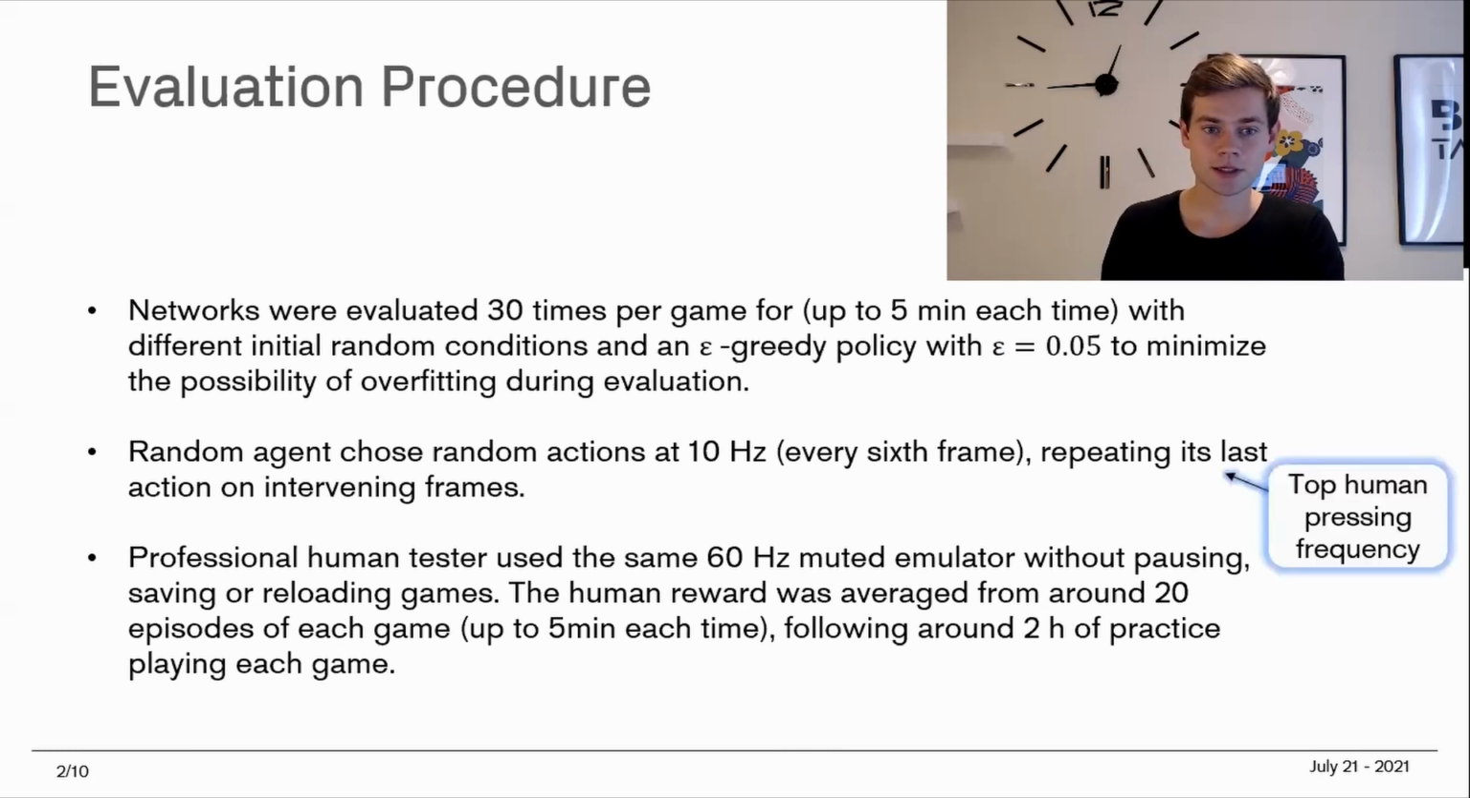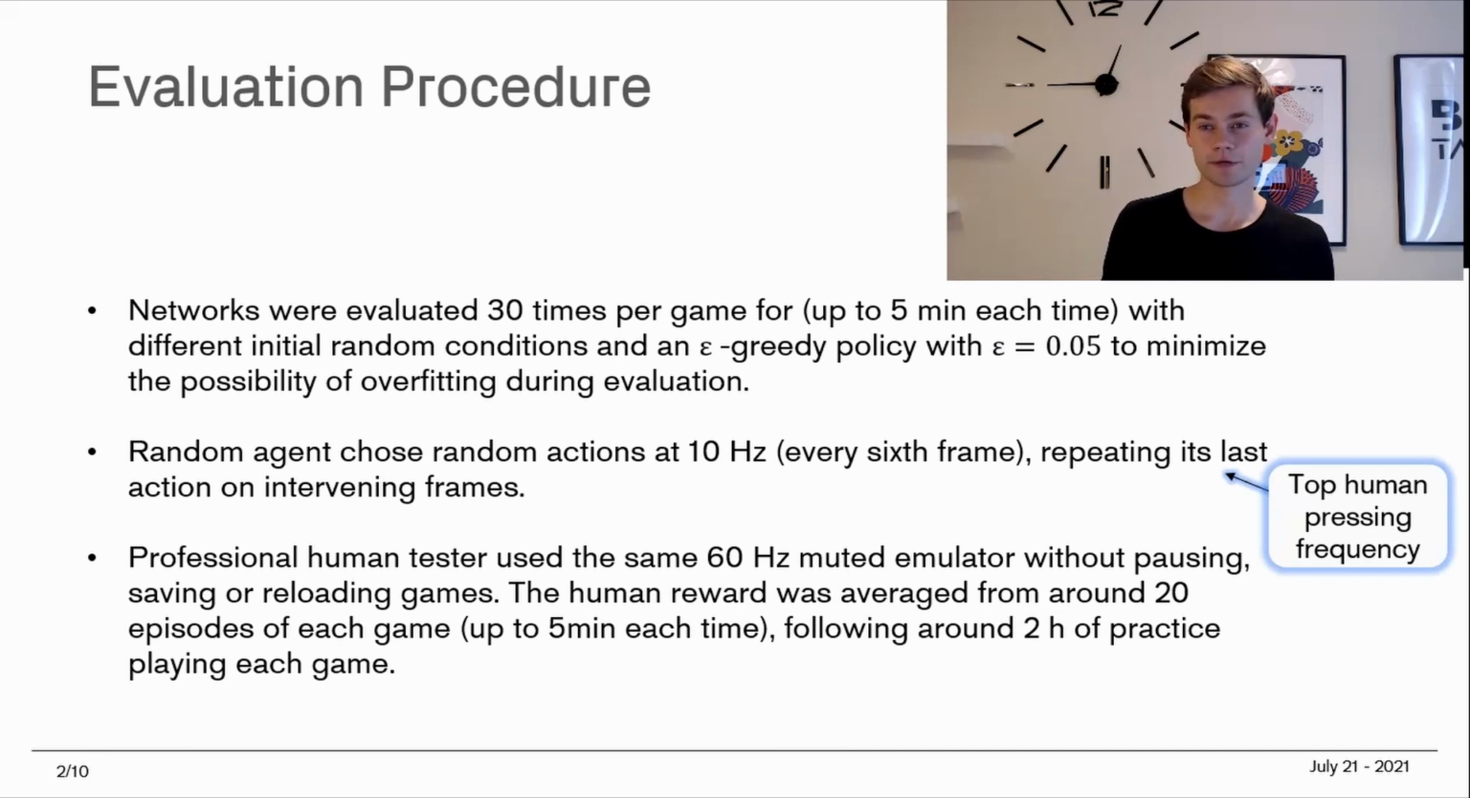The random agents chose random actions at 10 hertz, repeating the last action on intervening frames. The 10 hertz was picked because it is roughly how fast a human can press a button. You can recall from the performance graph that a random agent was used as a reference, because you're going to accumulate some score even if you perform fully randomly. So that's the baseline for what you could expect.